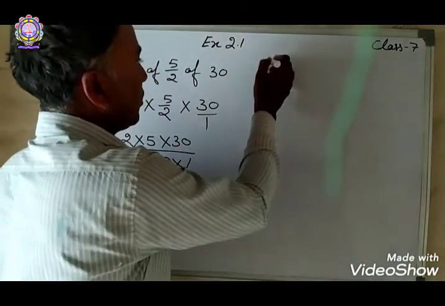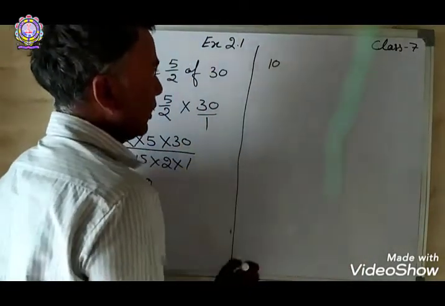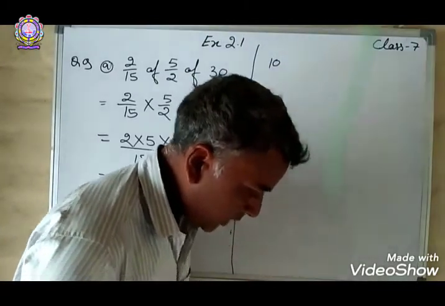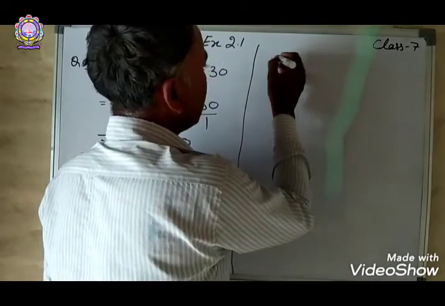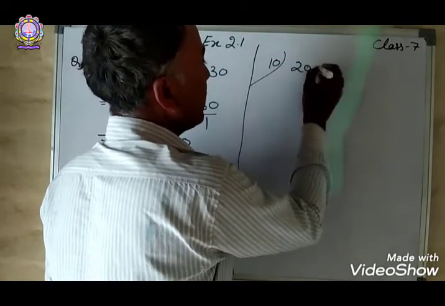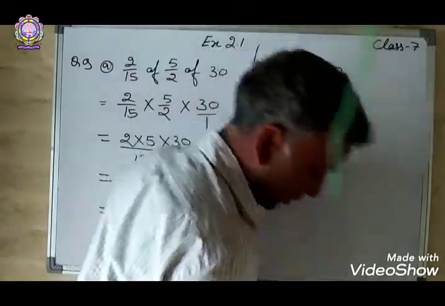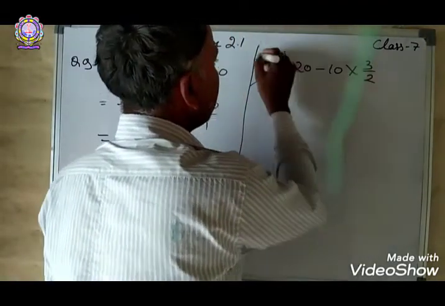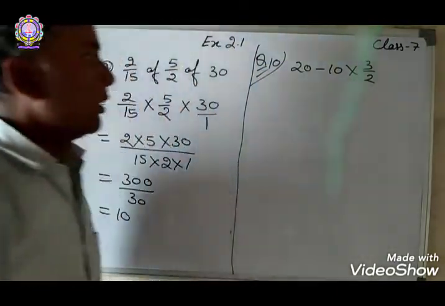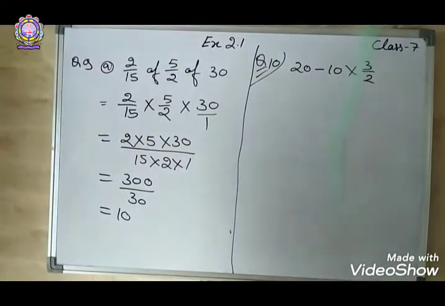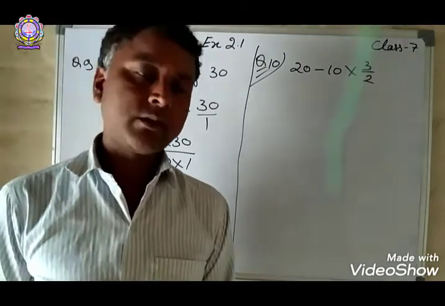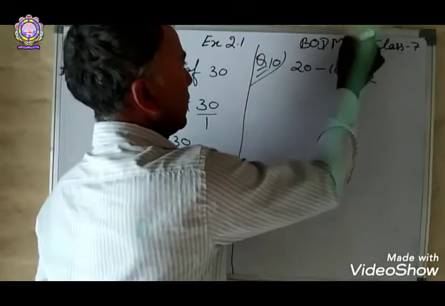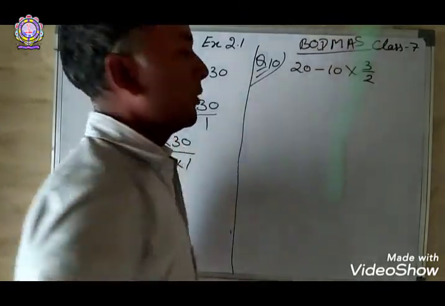So next question, number 10. Question number 10 is also simplification: 20 minus 10 into 3 upon 2. This is question number 10. So for simplification, as you know from previous classes, we use BODMAS. You know BODMAS? You already know it from the previous classes.